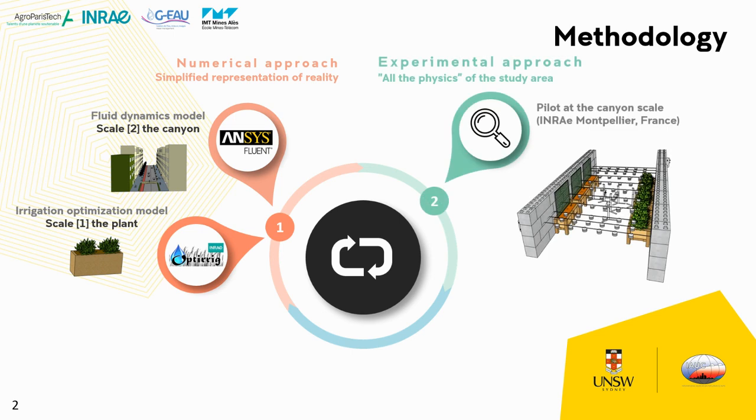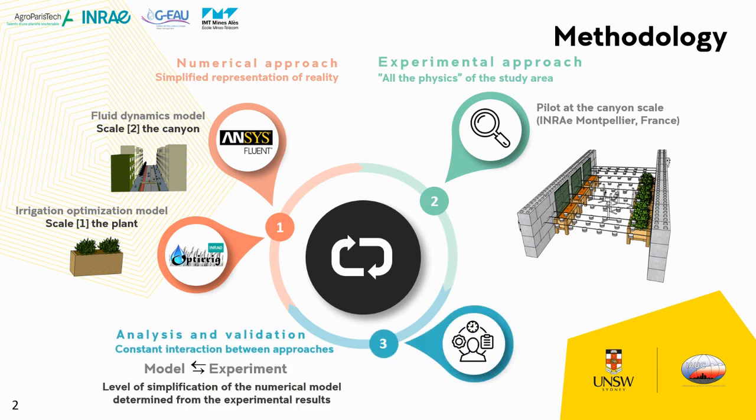The other activity is the experimental approach. So the experimentations, they represent all the physics of the study area, and we are working with a pilot at the canyon scale. So as you can see in this illustration, the pilot has a large number of sensors in the air and also in the soil to give us the information about the different spatial and temporal scales of the flows in the study area.